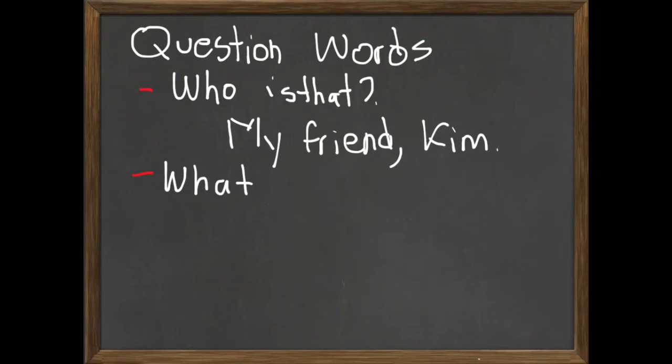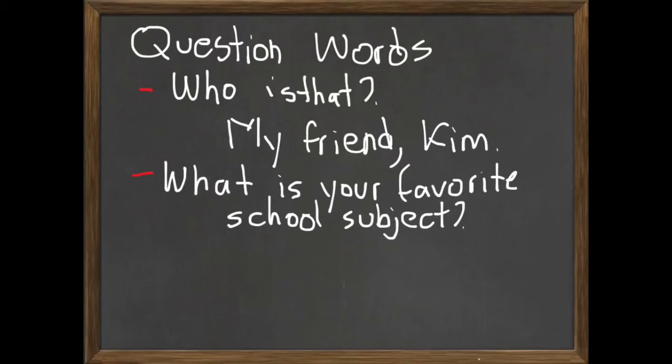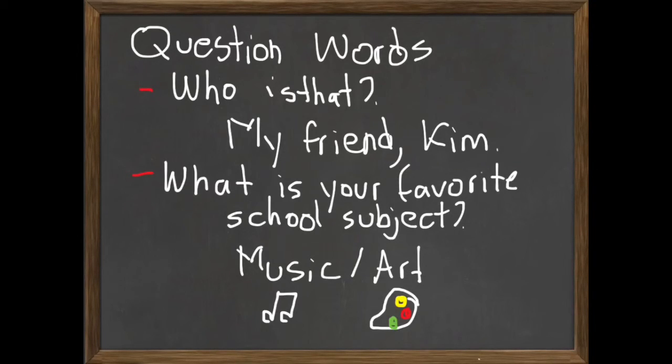Next question word, what. We use what to ask questions about things, animals, and actions. For example, what is your favorite school subject? You could say music or art or math. In this case, you are talking about things, in this case, subjects.